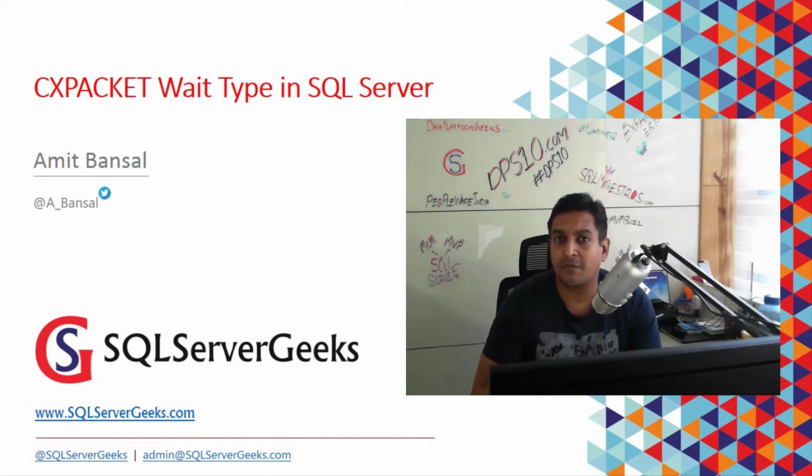So how do you get rid of this so-called unwanted parallelism? Well, you cannot, or you should not, set max dop to 1, which is a common advice that we see on the internet, because if you set max dop to 1 at the server level, you are essentially disabling parallelism.